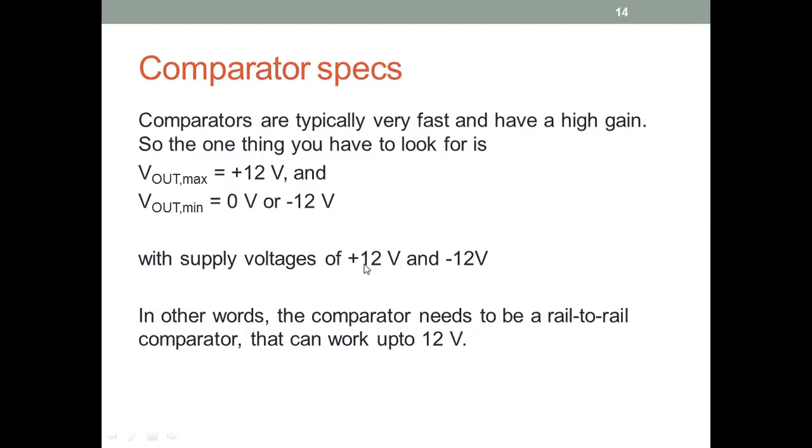It must work up to plus 12 and minus 12, because the input to the comparator is going to go up to minus 12. The output of the comparator does not need to go up to minus 12, because this is just the switch voltage. The output of the comparator is going to the switch, and the switch control voltage needs to go only from 0 to 12. If it goes to minus 12, it's okay, but it's not required. So the comparator input will go from plus 12 to minus 12. The output will go from plus 12 to 0. So this is what you need to look for.